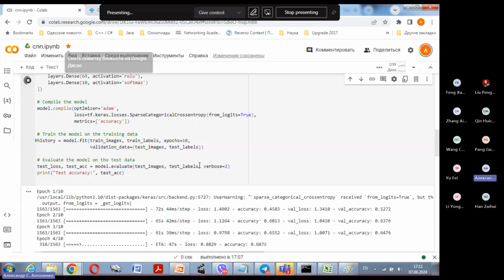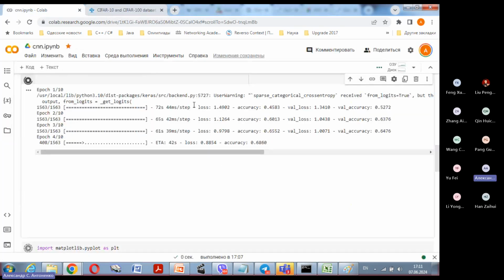And here in Colab, you can see that each epoch we train our network. We constantly decrease our loss, but not constantly. Actually, you can see in some cases we have an increase of loss, but in general we decrease our loss, and our accuracy goes up.